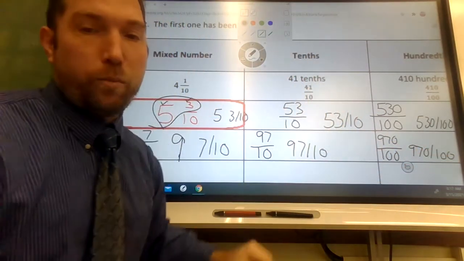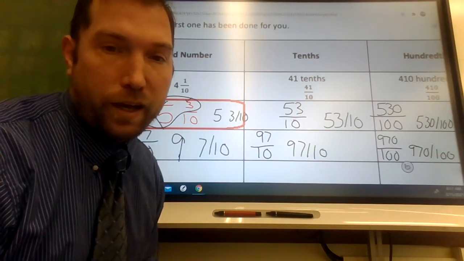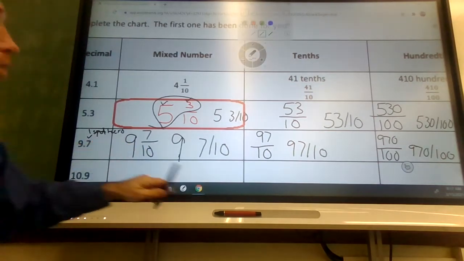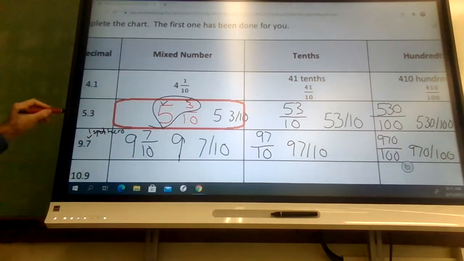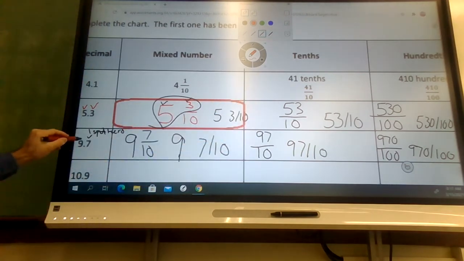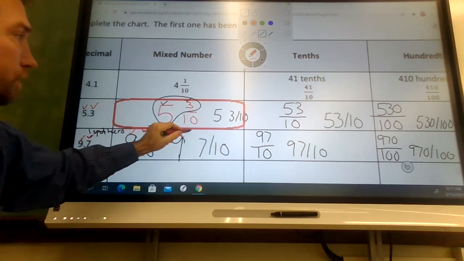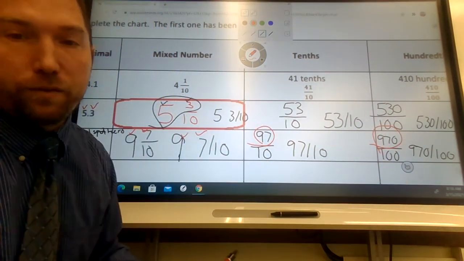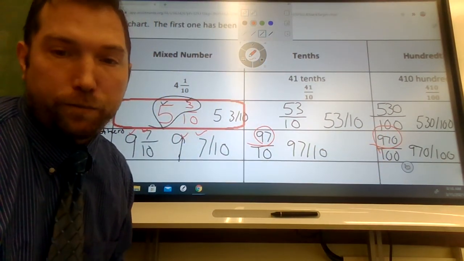All right, and that's our basic idea for today. It's the same number, I'll give you a different color. It's 5 3, 5 3, 53, 530. 9 7, 9 7, 97, 970. Just converting back and forth between those different parts.